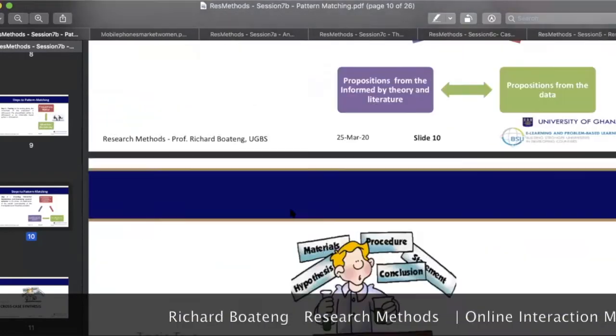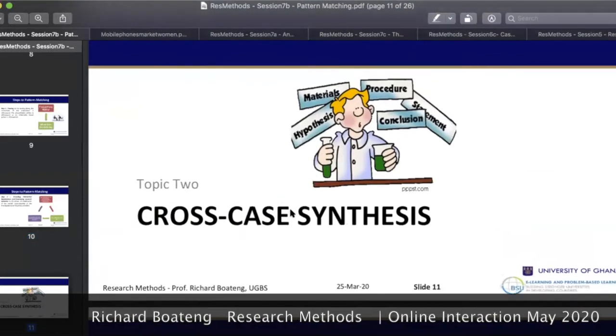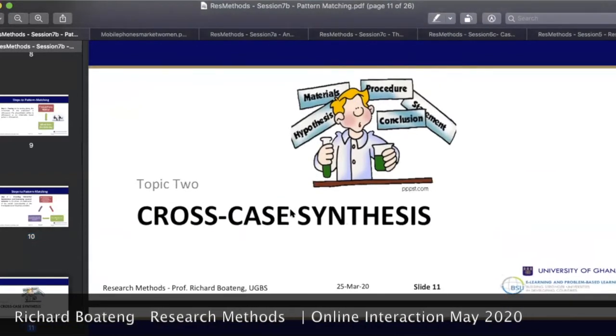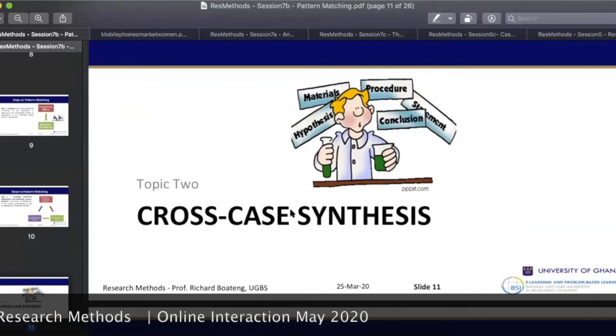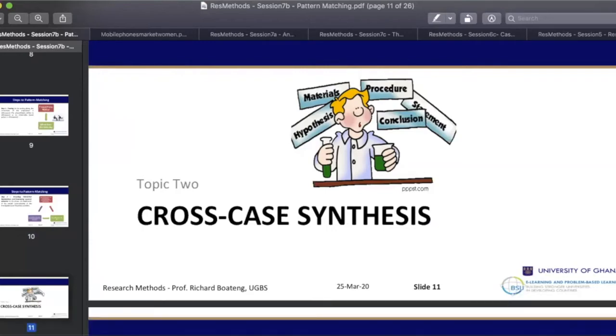Now, I'll come back to this. So let's look at the second approach. The second approach is what we call cross-case synthesis. But before I talk about cross-case synthesis, I need to appreciate the fact that we have within-case synthesis and we have cross-case. Within cases, you are looking within the cases for patterns, relationships and themes.